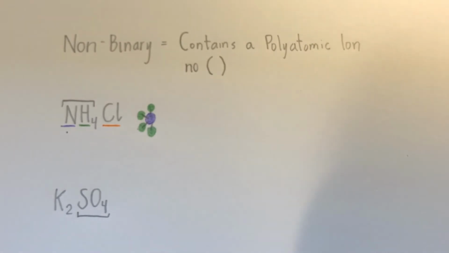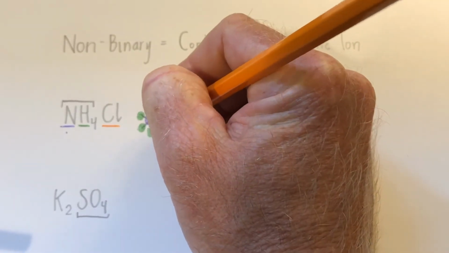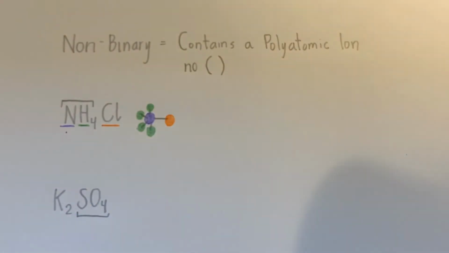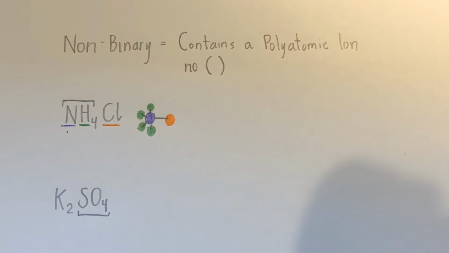And that ammonium is connected itself to the chloride ion. So the model is representing 1 ammonium connected to 1 chlorine and building the molecule ammonium chloride. We could do the same thing for potassium sulfate.